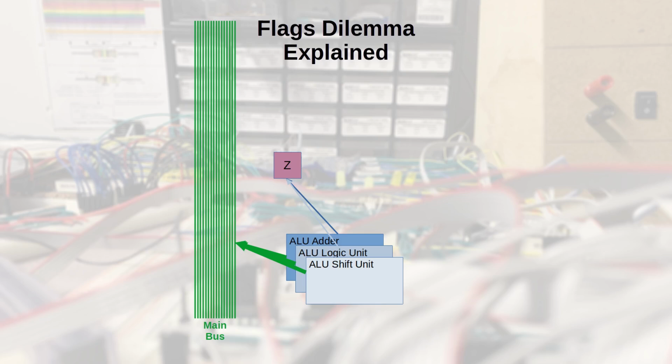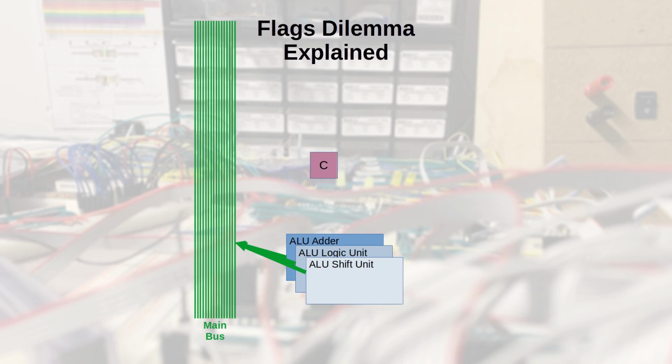Now I can take the results from the ALU adder and the ALU logic and evaluate them independently and then select the proper unit's Z flag result to latch. Or I can also look at the main bus and calculate the Z flag directly from the contents on that bus. Again, the Z flag would only need to be latched when it's relevant to do so.